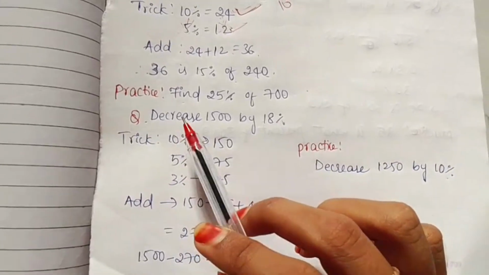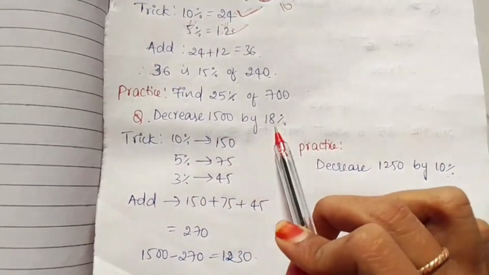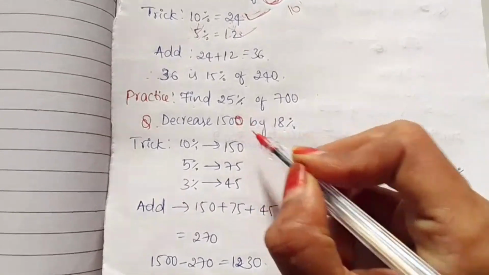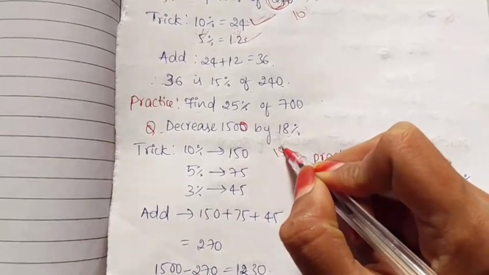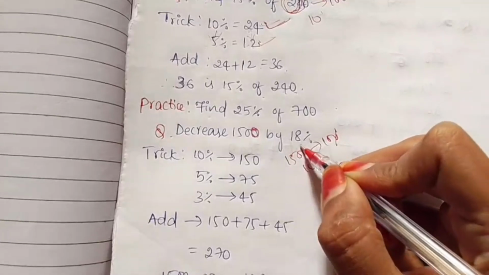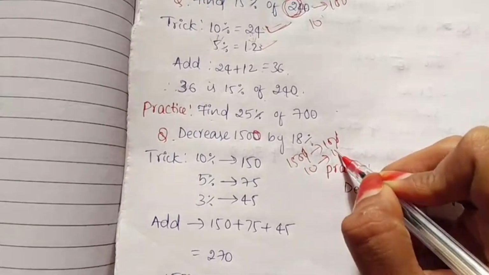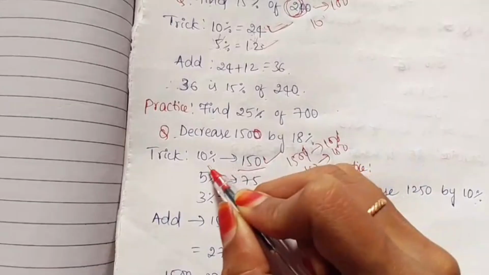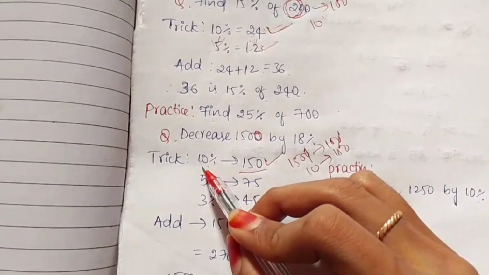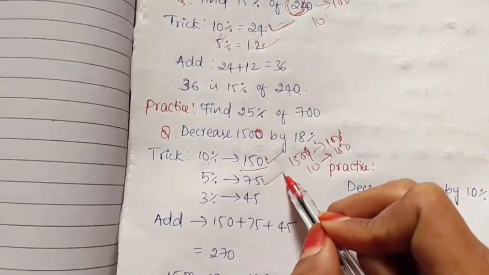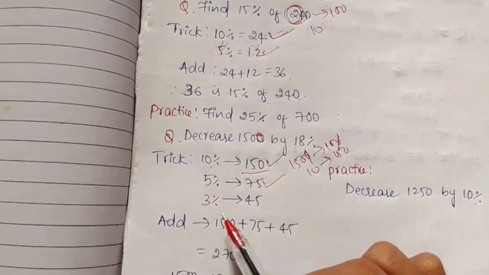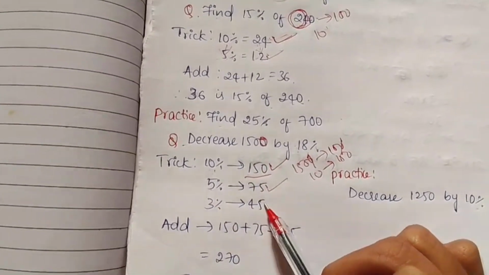Here I have one more question. Decrease 1500 by 18%. Anything which ends with 0, I can easily calculate the 10% of that. 1500 is 100%, so to find the 10%, just cancel one 0 here. 150 is the 10% of that 1500. And when I want to calculate the 5%, take the half of that 10%. That will be 75. Here they have asked 18%. I have to calculate 3 more percent of that 1500. It is 45.